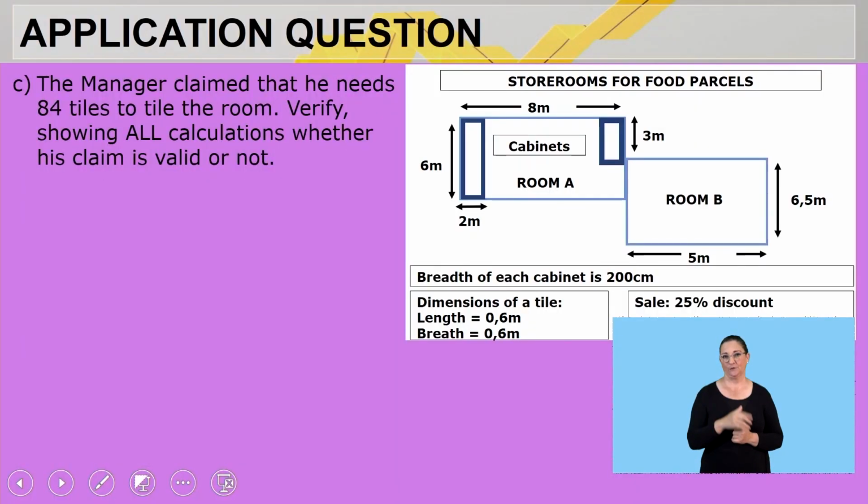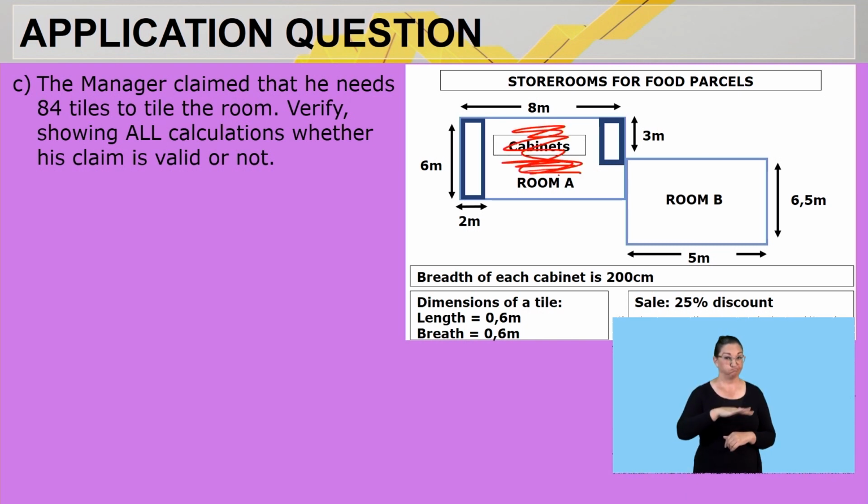Now, question C is saying that the manager claimed that he needs 84 tiles to tile the room. Verify, showing all calculations, whether his claim is valid or not. Remember, just to take you back, the area that will be tiled is 30 square meters. So here, we're going to put some tiles.